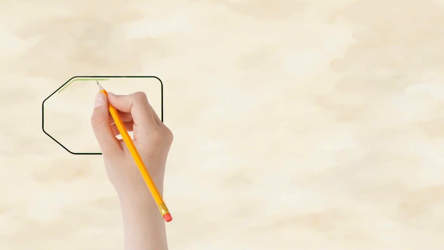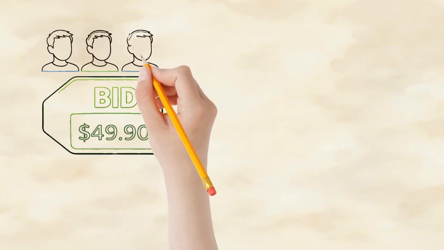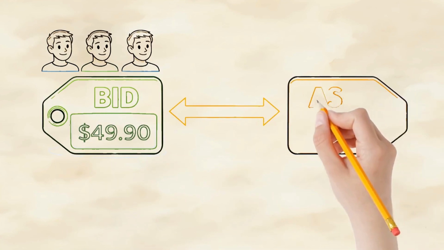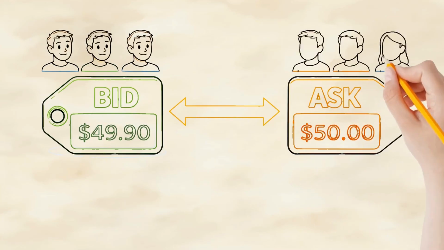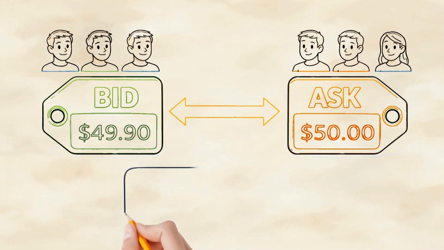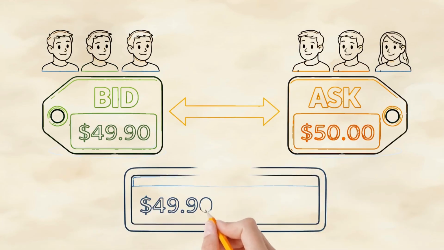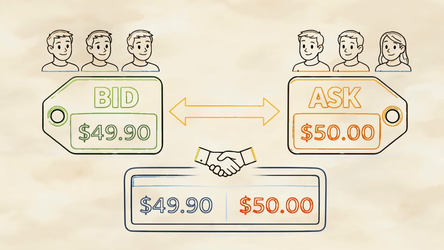So what actually makes price move? 2 words, bid and ask. The bid is the highest price buyers offer. The ask is the lowest price sellers accept. It matters because trades happen between those two. Example, bid $49.90, ask $50. Buyers and sellers are negotiating in real time.